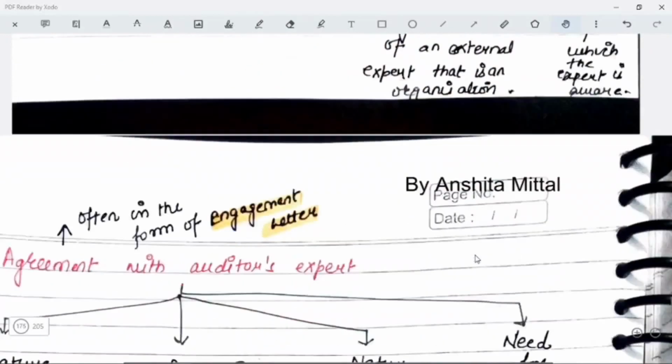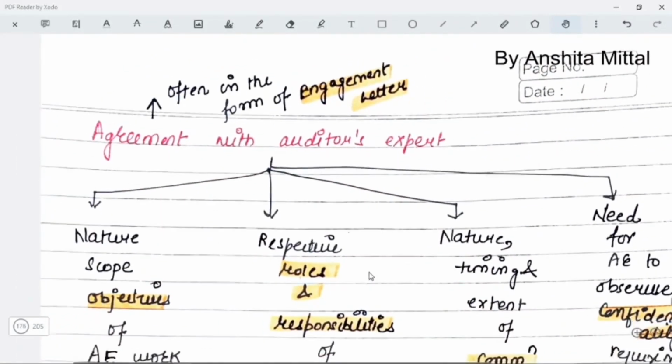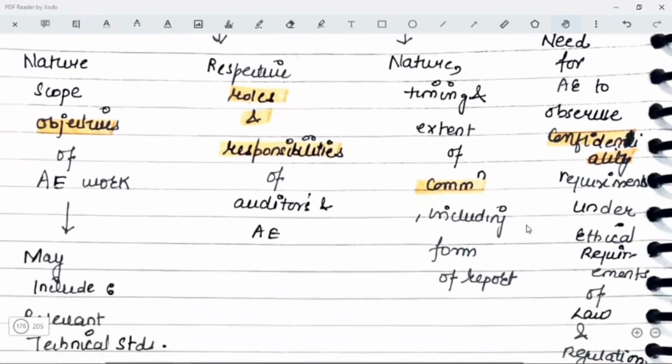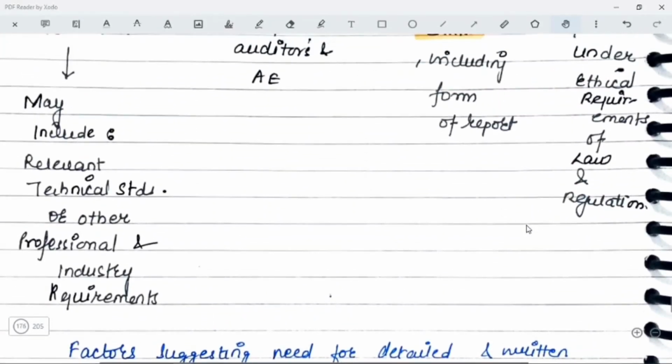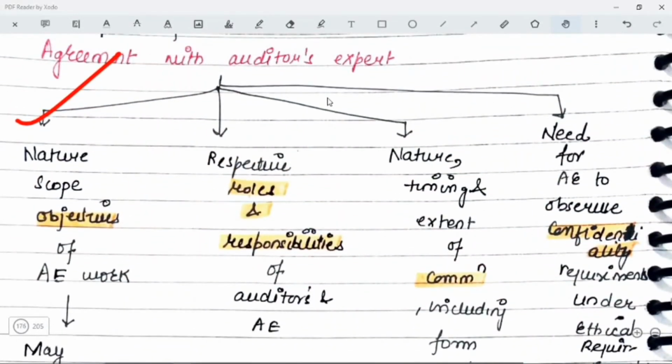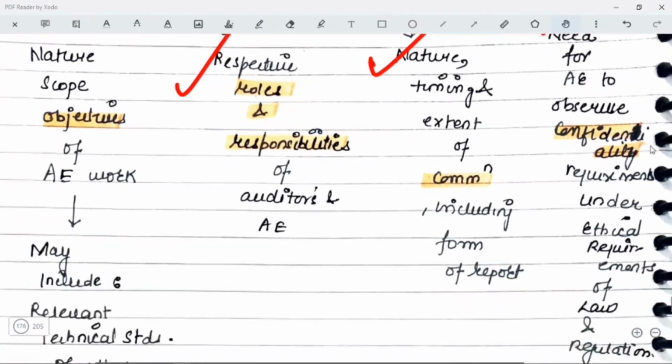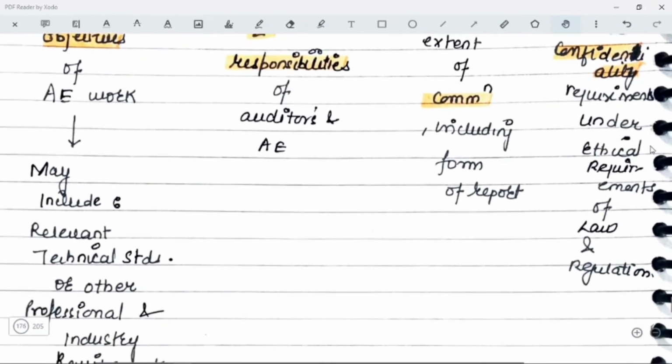So agreement is often in the form of an engagement letter, where the nature, scope and objective of the auditor's expert work is going to be mentioned, and you may also include the relevant technical standards or professional industry requirements. Also, you can mention the respective roles and responsibilities of that expert and the auditor, the nature, timing and extent of the communication, including the form of report, need for the auditor's expert to observe confidentiality, because this is a very, very important requirement under ethical requirements of law and regulation.